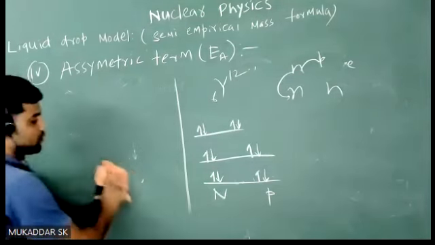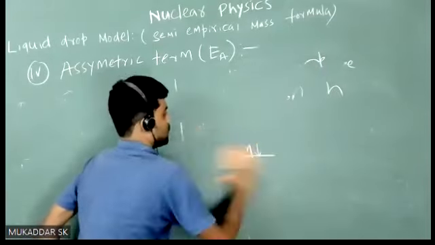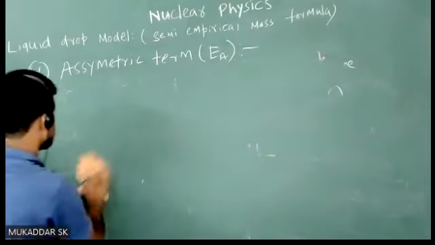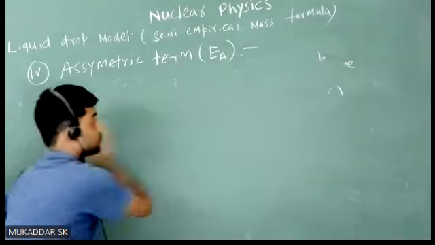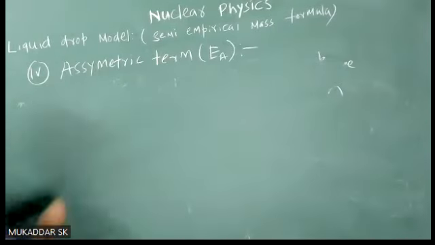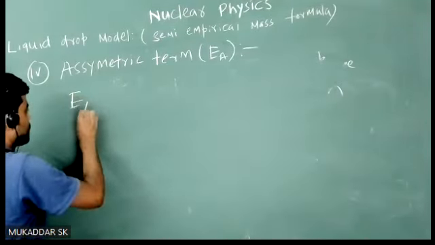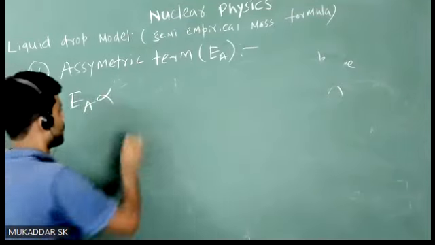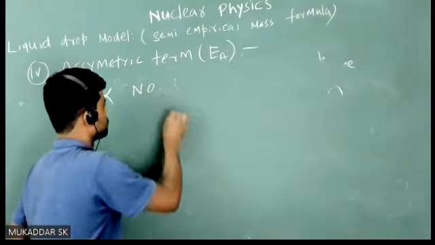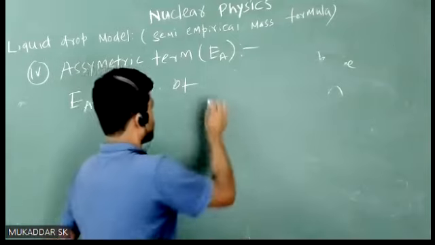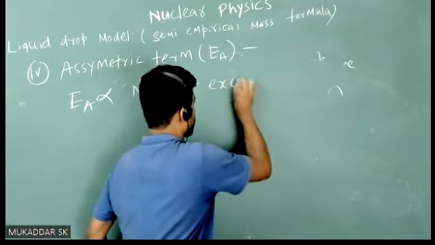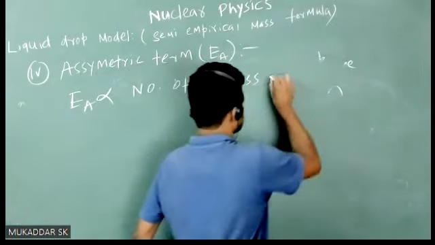Okay. So now the asymmetric energy, denoted by E subscript A, is proportional to the number of excess neutrons.